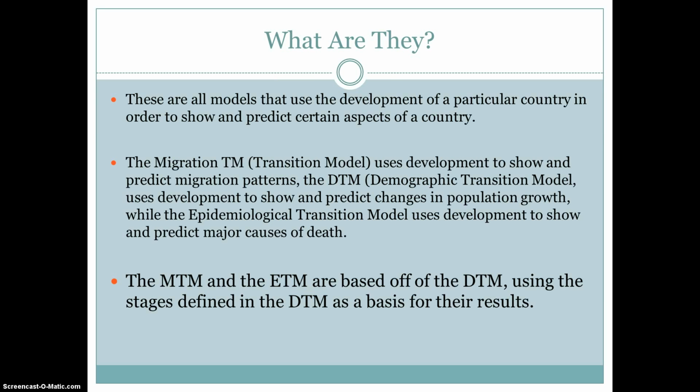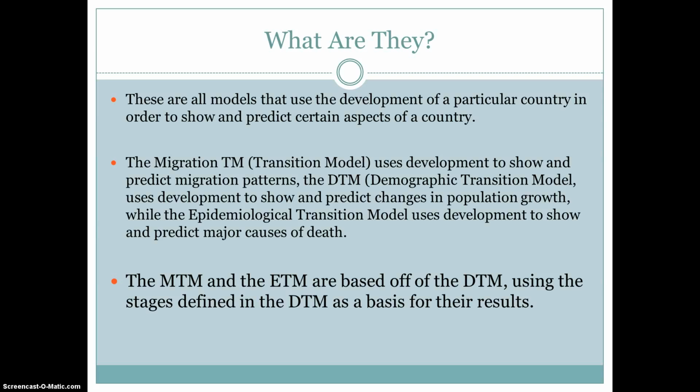What are they? All three of these are models that use the statistic of the development of a country in order to show and predict certain aspects of a country. A migration transition model uses development in order to predict and show migration patterns and trends within a country. The demographic transition model uses development in order to predict and display the population growth of a country, while the epidemiological transition model uses development to show and predict major causes of death in a country.